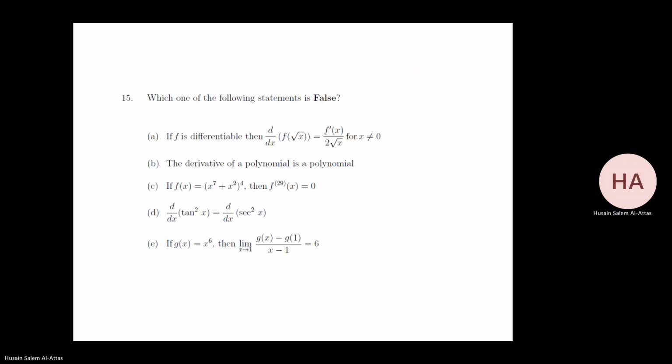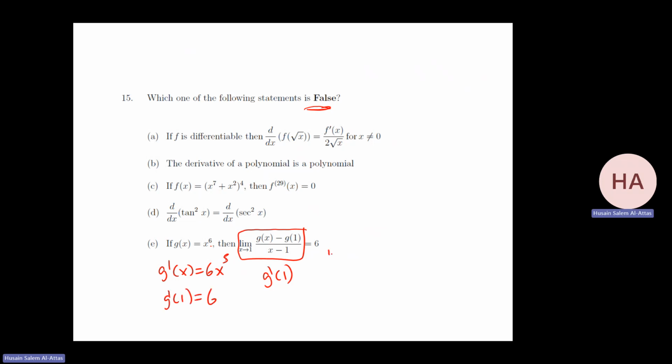Yeah. Last question, which is true or false. Let me go backward. This one represents what? G prime at 1. He said which one is false. So g prime at x is 6x to the power 5, so g prime at 1 will be 6. So this is correct.